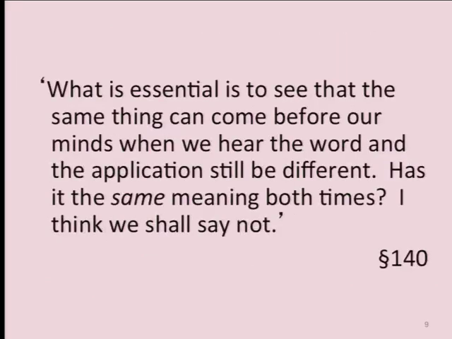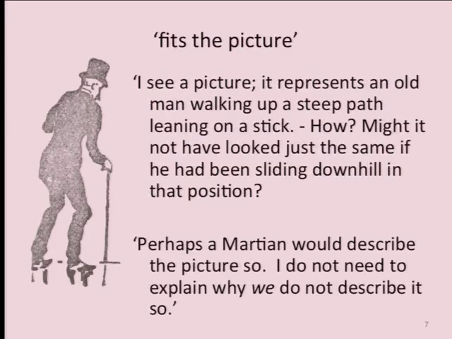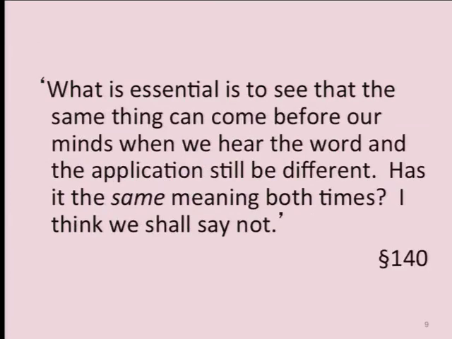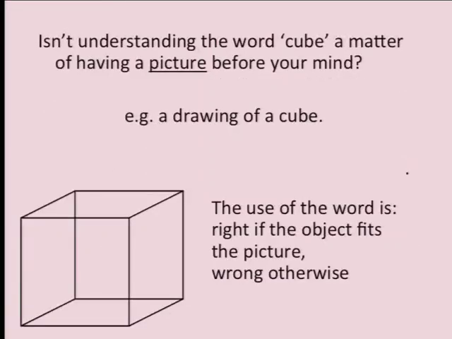What is essential is to see that the same thing can come before our minds when we hear the word, and the application still be different. So you might get this picture of the old man, and you interpret it in terms of walking uphill. I get the picture, I interpret it in terms of sliding downhill. Would the meaning be the same if we were using the picture differently? If you interpret the word cube in terms of this picture to mean anything with at least one right angle in it, and I use it to mean anything with six sides, any shapes, then are we attaching the same meaning to the sign?